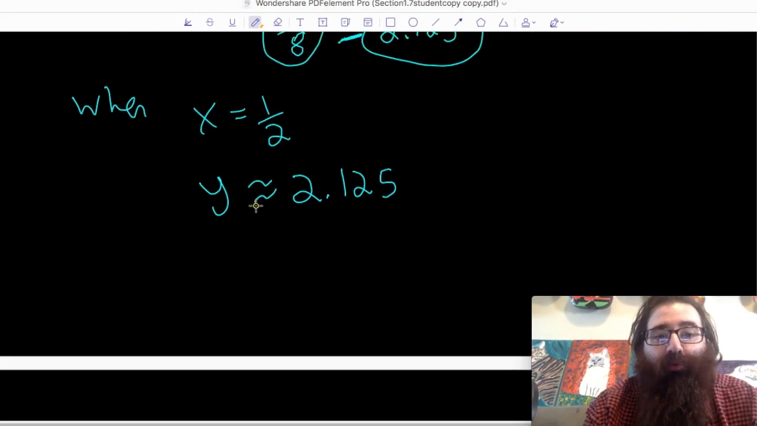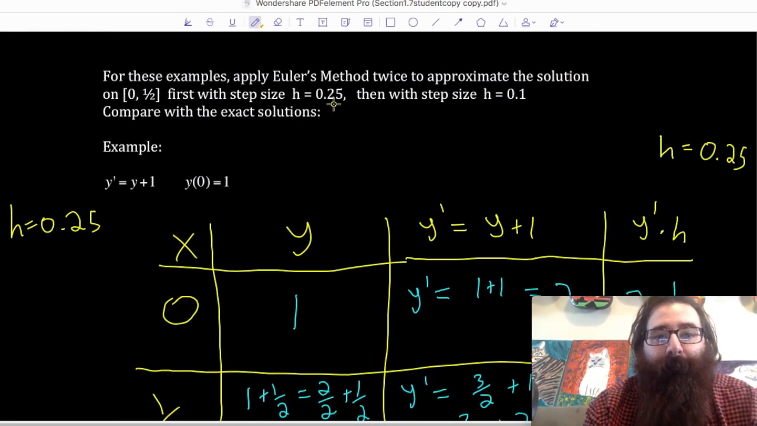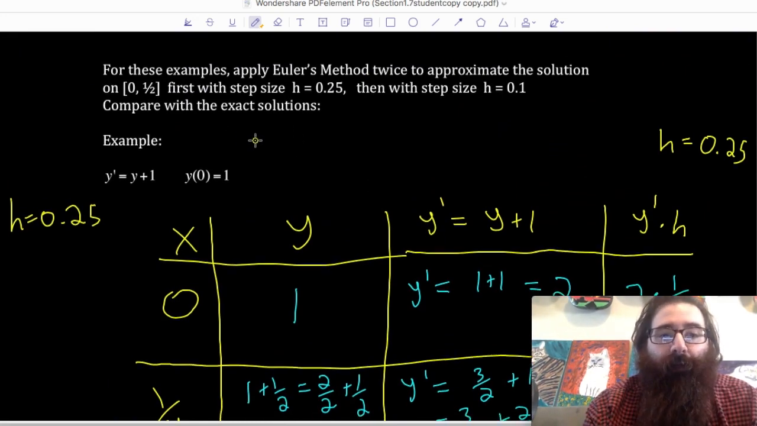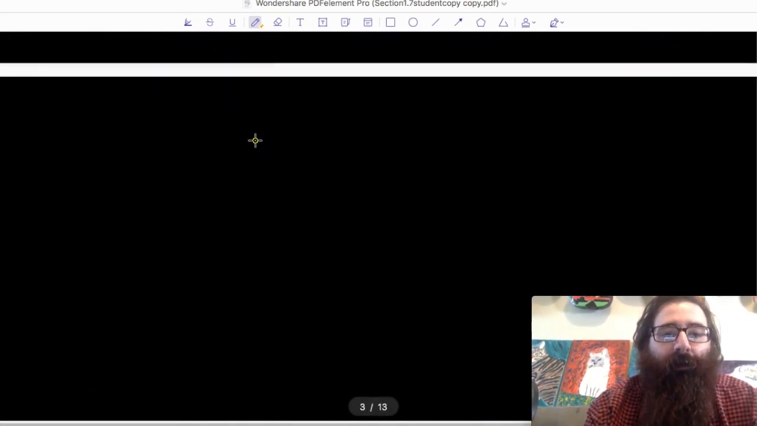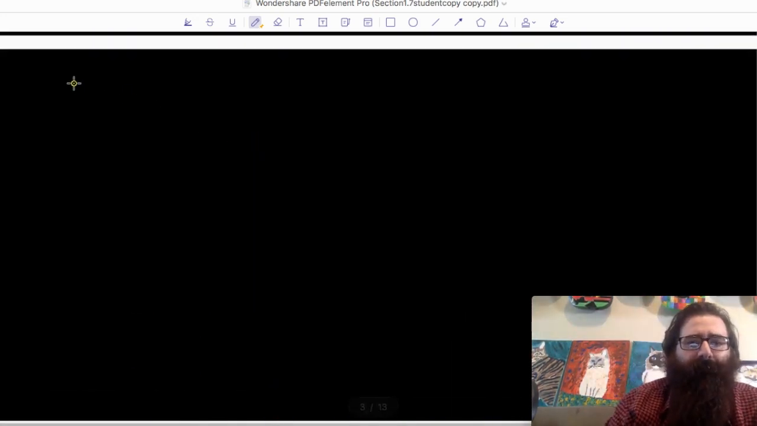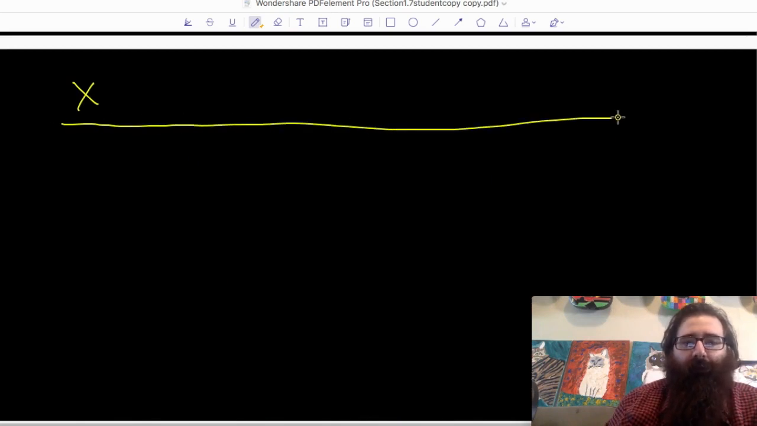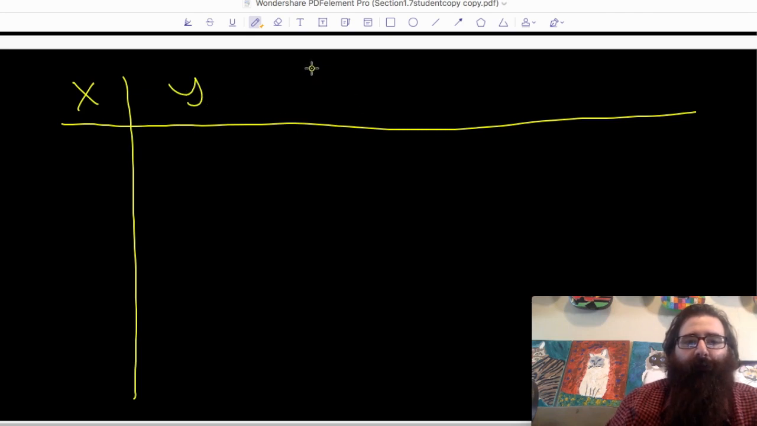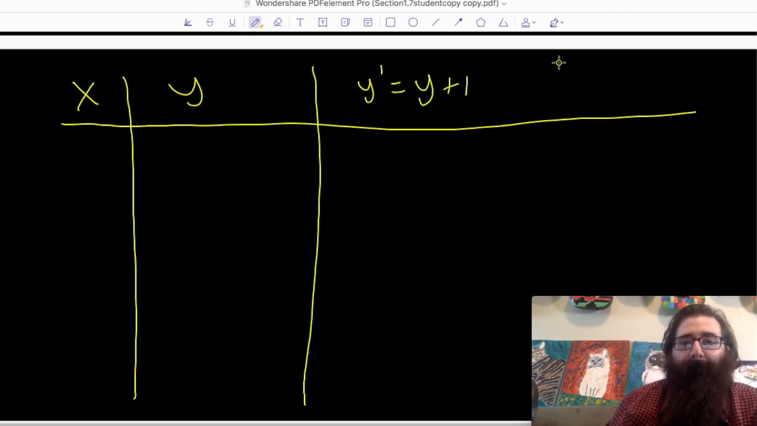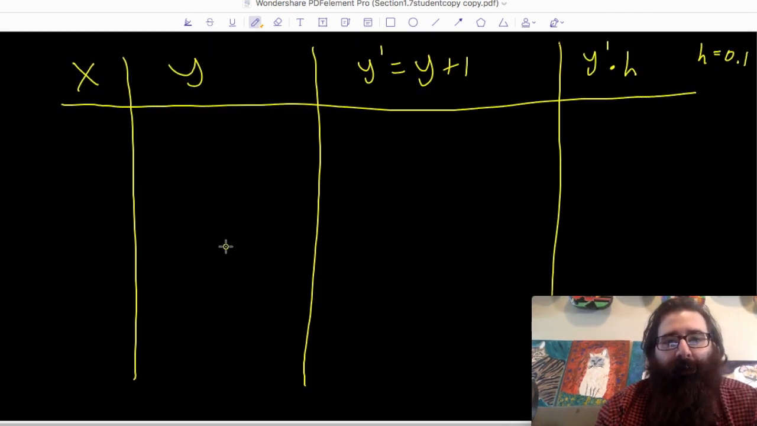Now I want to go back and I want to do this again. We said we're going to take a look at the same example twice, a second time with step size h is 0.1. And then we're going to compare this with the exact solution. So I have to build another table. Things just keep getting better. We got another table. And it's going to have the same headers. I'm going to have my x value, then my y value. Then I'm going to want y prime, which is y plus 1 still. And then I'm going to want y prime times h. I'm going to put a little note for myself that h is 0.1. We're changing that.